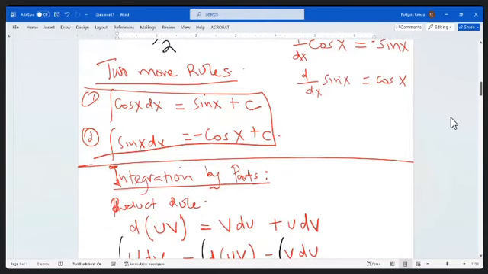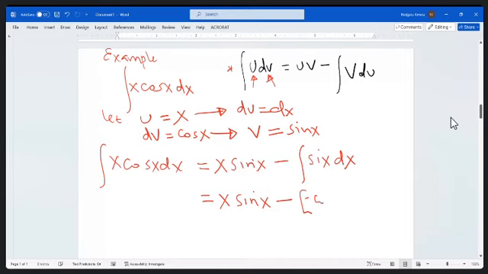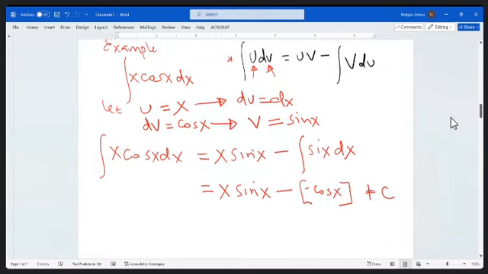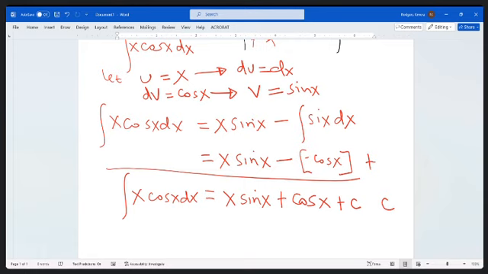The integral of sine is negative cos x, then plus a constant of integration. And this one eventually gives us x sine x plus cos x plus a constant of integration. And this one becomes the answer for the integral of x cos x with respect to x.